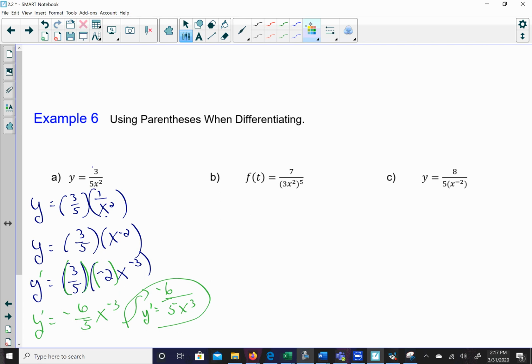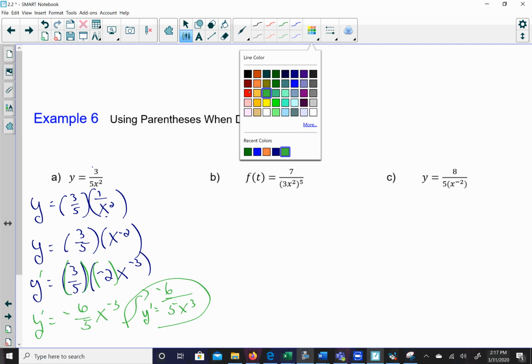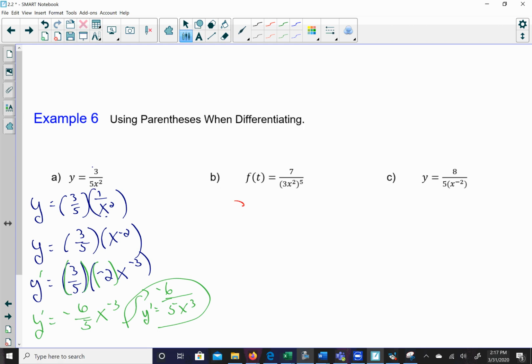When I look at this one, be careful that you simplify as much as you can first. I have this 3x squared all raised to the 5th power. I'm going to have to take care of that exponent first before I can even think about taking the derivative. So when I do that, I'm going to have 7. Remember, this 5th power is being raised to the 3 and the x squared, so this will be 243. And then this will be x to the 10th, because when I raise a power to a power, I multiply. This 7 over 243 is what I'm going to put in parentheses and bring that out in front. And then this will be times x to the -10th.